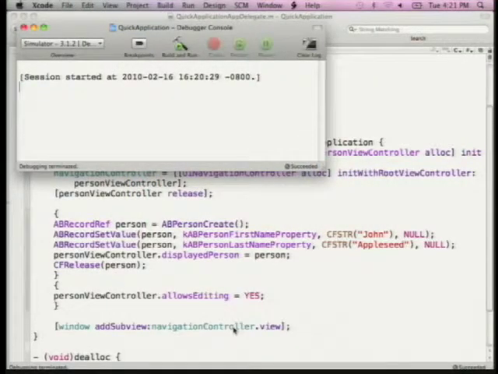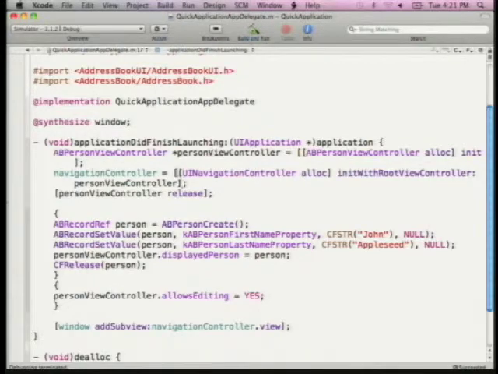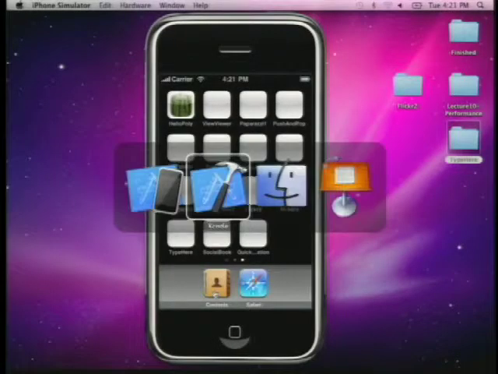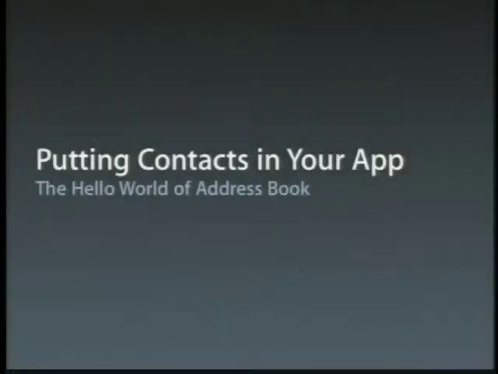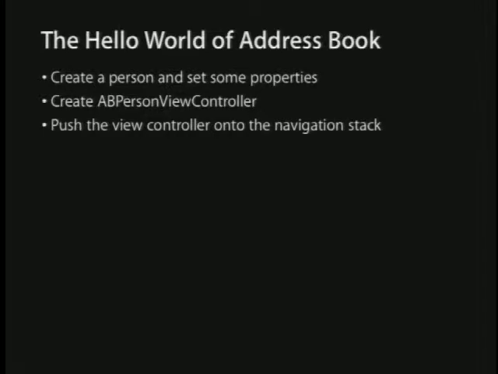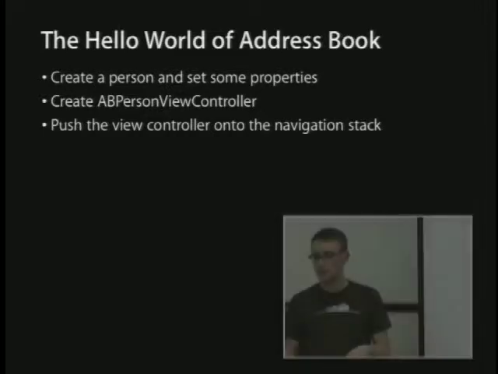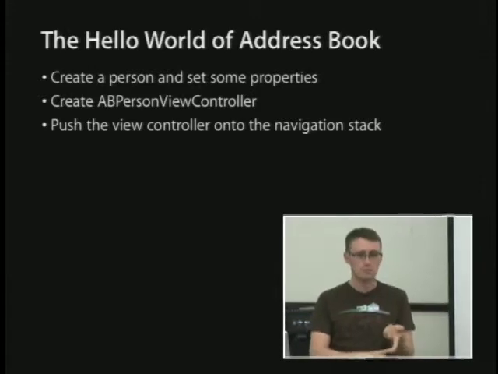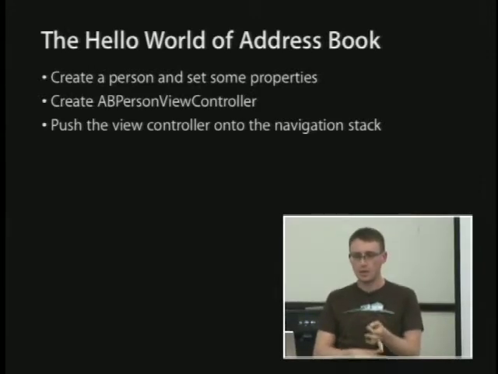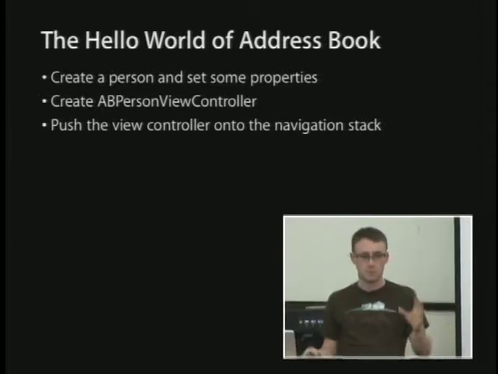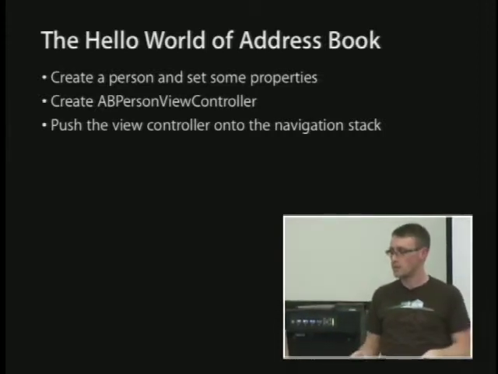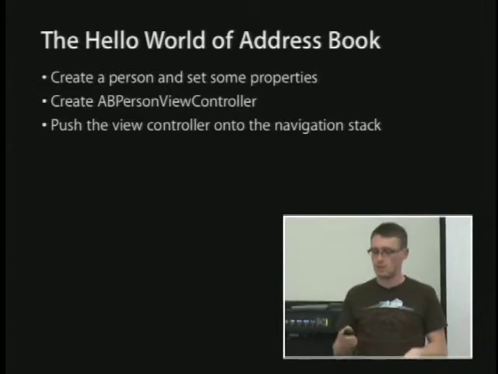All right, so that's the very, very quick demo. Again, we have maybe 15 lines of code, and we got half of the address book application in there. So that was a quick, easy way to put context in people and edit people information in your application. Again, we're just creating a person, setting a couple properties, adding this AB person view controller to our stack, and then we have this entire UI in there. So how does that work? We're going to see that in a minute.